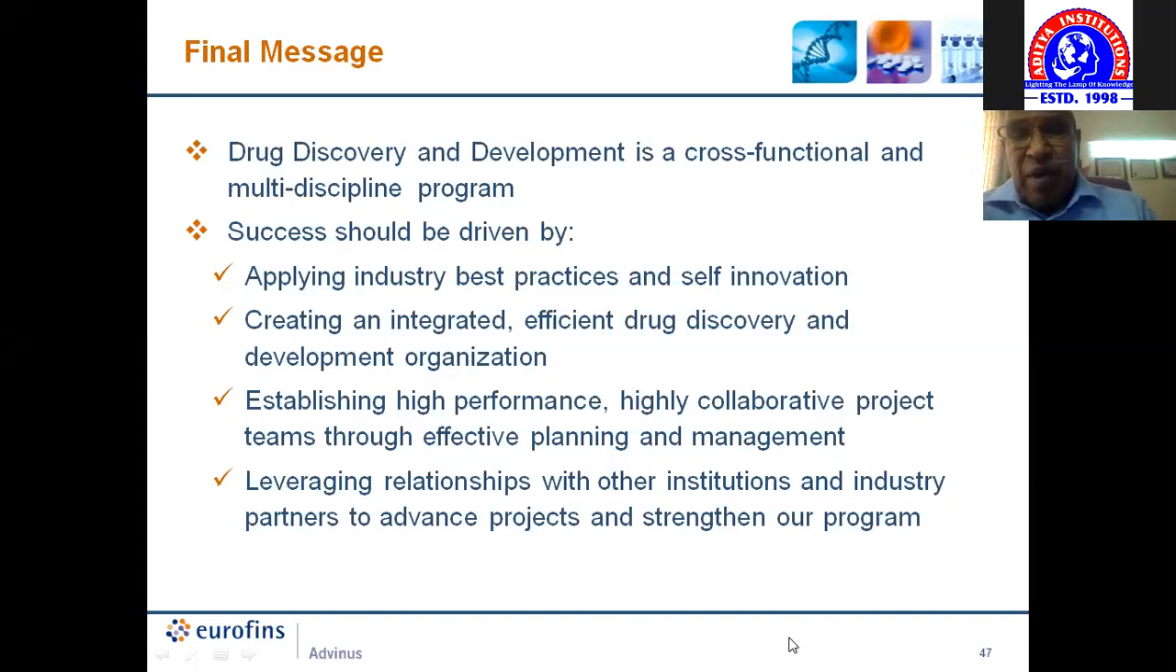Success should be driven by applying industry best practices. No shortcuts, no cover-up, absolutely no-no in drug development. Very important, all companies must create integrated, efficient drug discovery, with objective people in the development program, detached from the drug. Their goal should be to get the best drug, best testing, and best drug to the market. Establish a high performance, highly collaborative project. Very good planning and management is very important. Leveraging relationships with other institutes is very important.